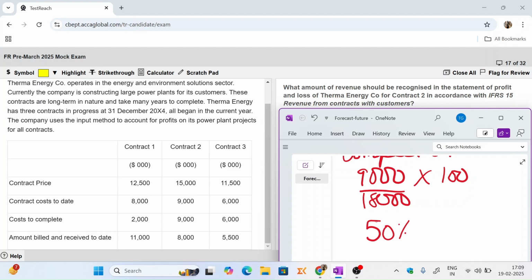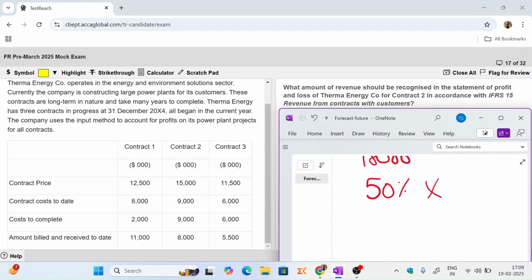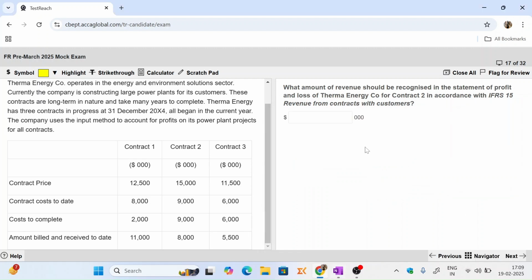So how much revenue should you recognize? 50% of the selling price that has been decided. The selling price is given to us right over here, 15,000, and out of this we are supposed to take 50%. So 50% into 15,000 is going to give you 7,500. I just need to divide 15,000 by 2, or you can say multiply by 50%, one and the same thing. This will give you an answer of 7,500.